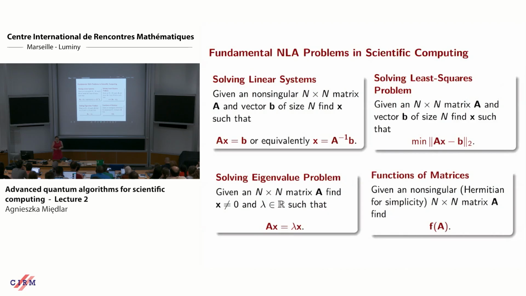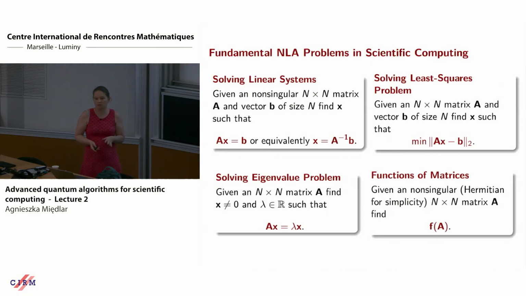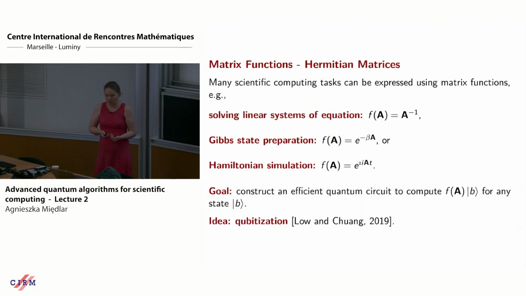So I will start with functions of matrices because these will allow us to introduce the concept of qubitization, which we'll need later on for, in particular, Krylov subspace methods, so methods of solving eigenvalue problems. So matrix functions, and here I'm going to talk about Hermitian matrices because the formulations are much easier. So I will have a Hermitian matrix which I can diagonalize. And as you see, a lot of problems can be turned into that problem.